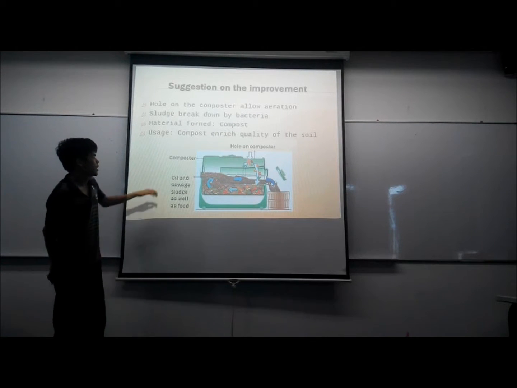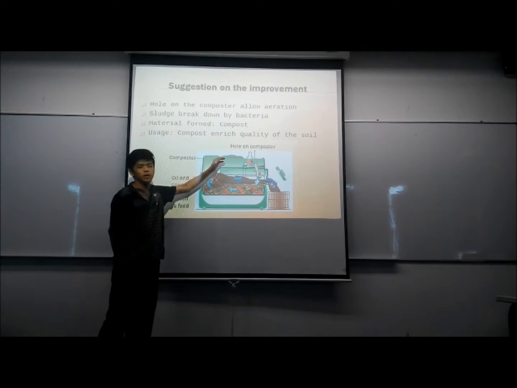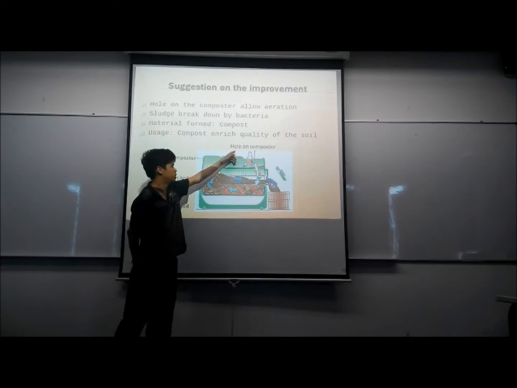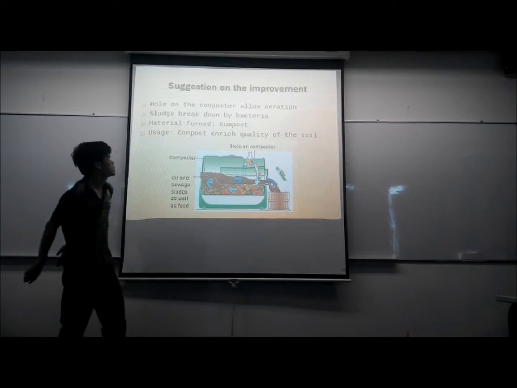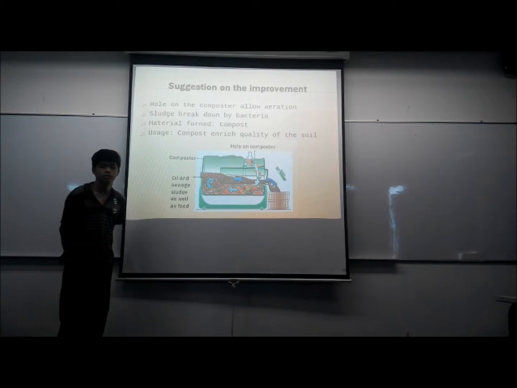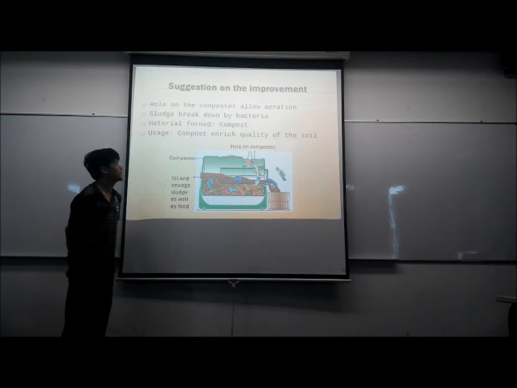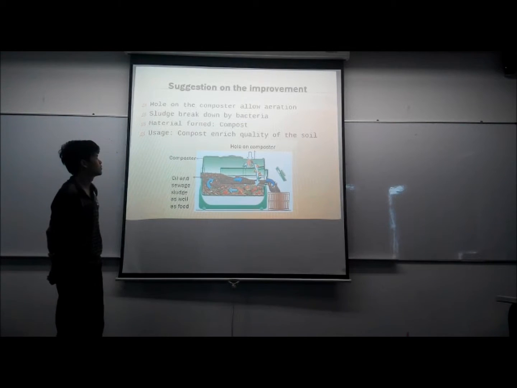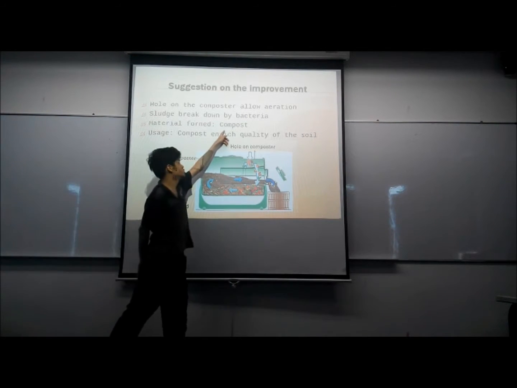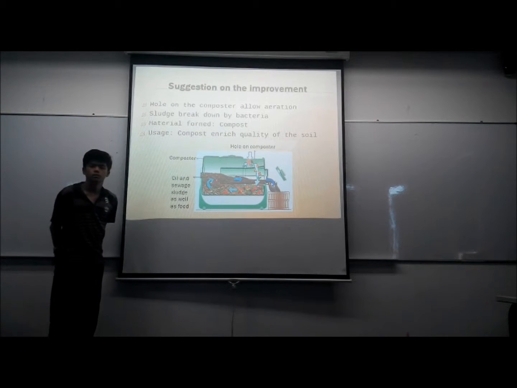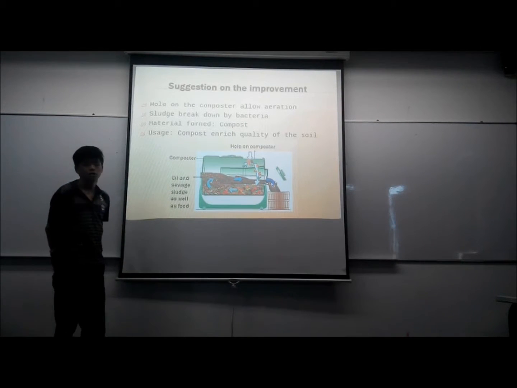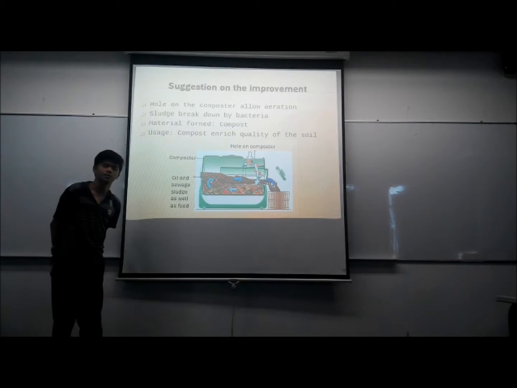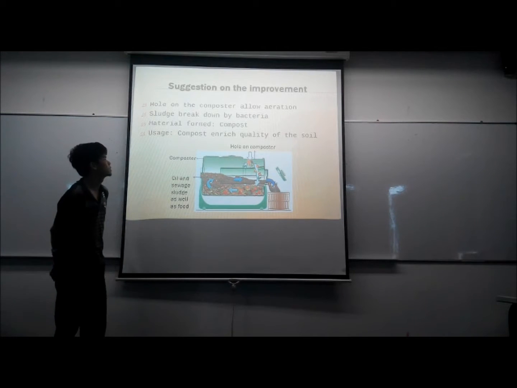On the surface of the composter, there should be some holes. This is because the holes are able to allow the aeration effect. With this aeration effect, the bacteria are able to break down the sludge to form a material called compost. And this compost is able to enrich the quality of the soil, where it can act as a fertilizer.